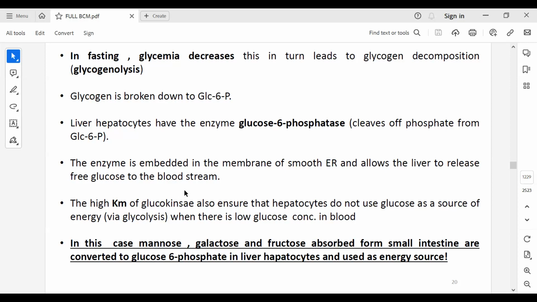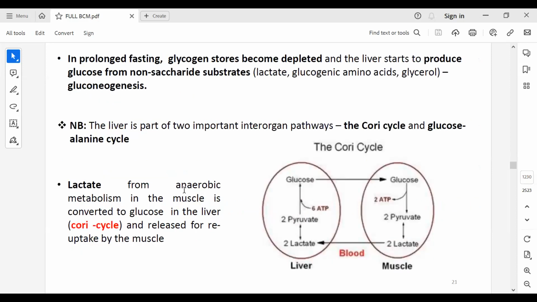So the high km of glucokinase also ensures that hepatocytes do not use glucose when there is low glucose concentration. In this case, mannose, galactose, and fructose are also converted to glucose 6-phosphate in liver hepatocytes and then used as an energy source.